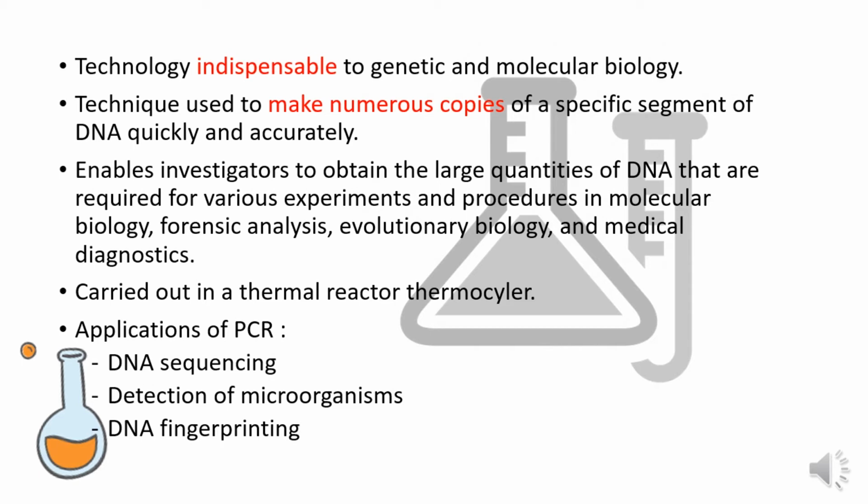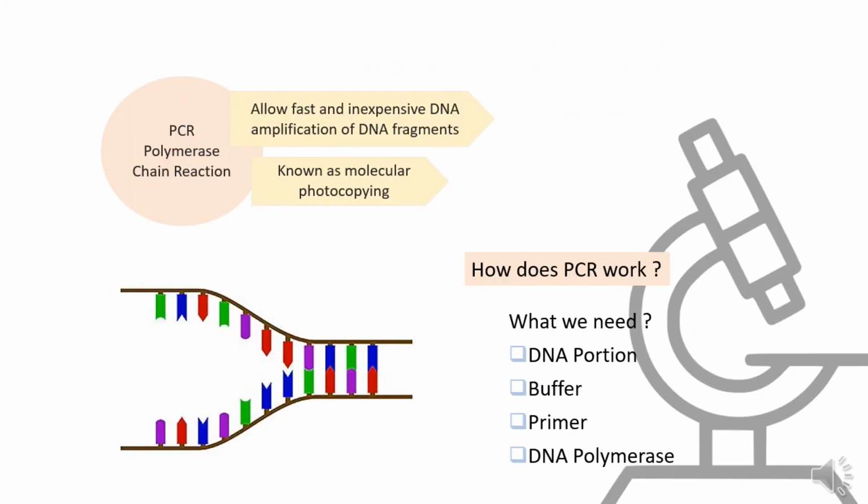Applications of PCR. First, DNA sequencing. Second, detection of microorganisms. Third, DNA fingerprinting. PCR offers an inexpensive amplification of DNA fragments. It's also known as molecular photocopying. So how does PCR work and what do we need? First, DNA template, second, buffer, third, primer, and lastly, DNA polymerase.